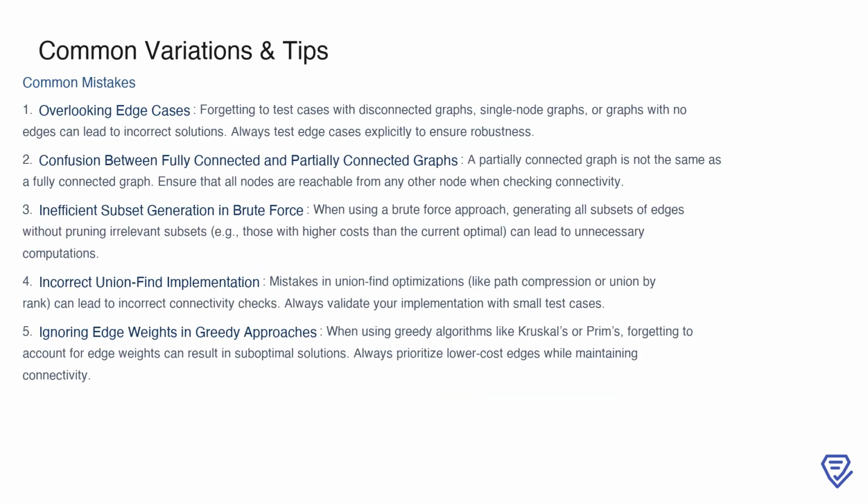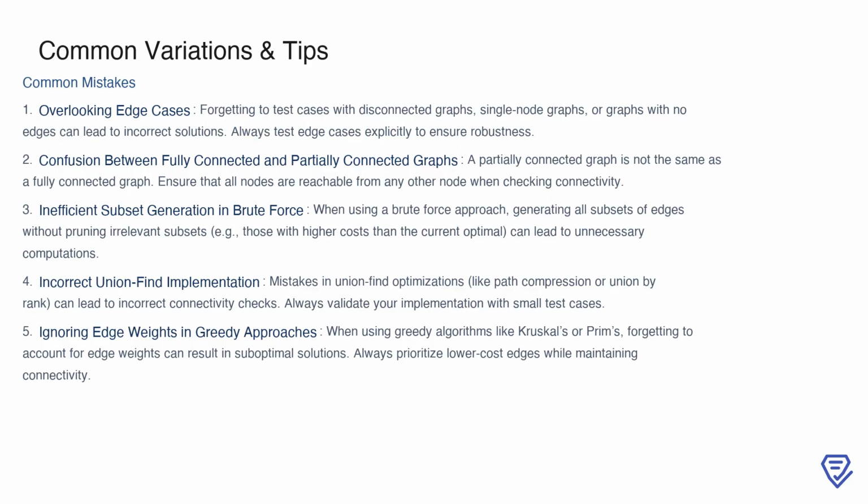When tackling this problem, there are a few common mistakes to avoid. One of the most frequent is overlooking edge cases. Scenarios like disconnected graphs, single-node graphs, or graphs with no edges are easy to miss but can lead to incorrect solutions if not explicitly tested. Additionally, it's important to distinguish between fully connected and partially connected graphs. A fully connected graph ensures that all nodes can be reached from any other node, so you need to verify connectivity carefully in your solution.